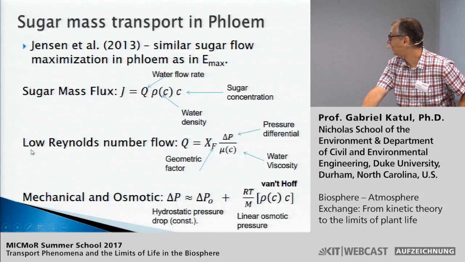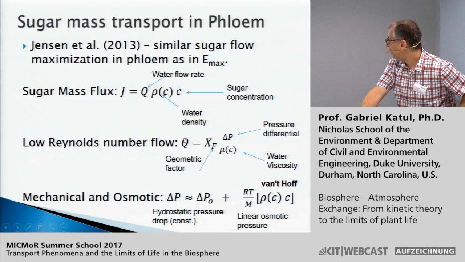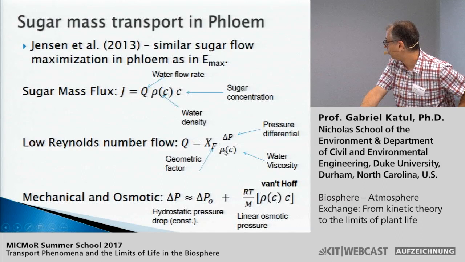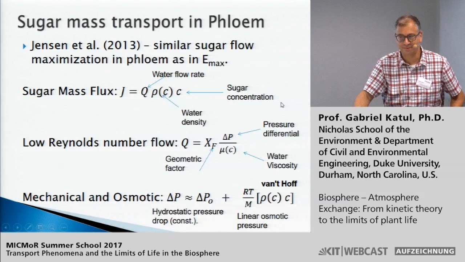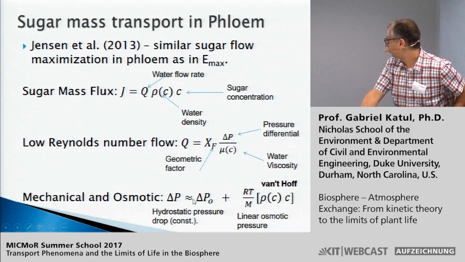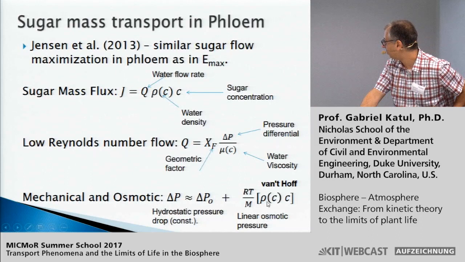Now at low Reynolds number, which is the case for flow in the phloem, the flow rate is dependent on the pressure difference divided by the water viscosity. This is basically the Hagen-Poiseuille equation with just the geometric factors absorbed in one multiplier. Now, the water viscosity varies a lot with sugar concentration. Think of maple syrup. Very sugary, but very viscous. And the pressure difference could have a hydrostatic component, but an osmotic component. And if we assume a linear osmotic pressure, which is what Jensen did using the Van 't Hoff equation, then it is basically driven by the density multiplied by the concentration itself.